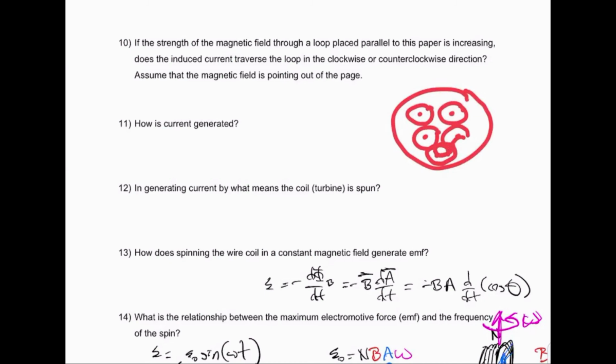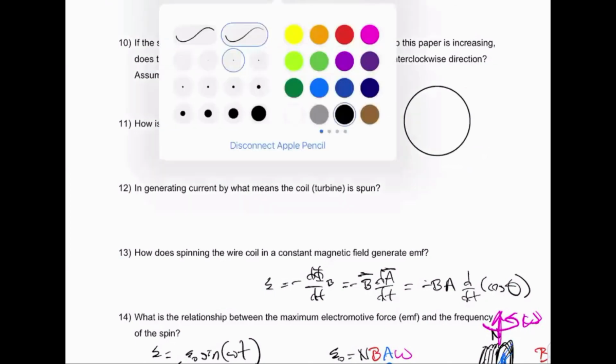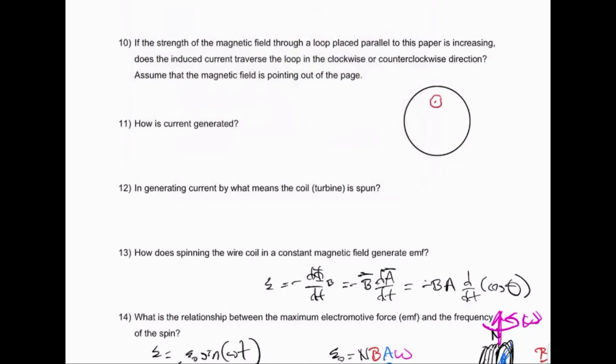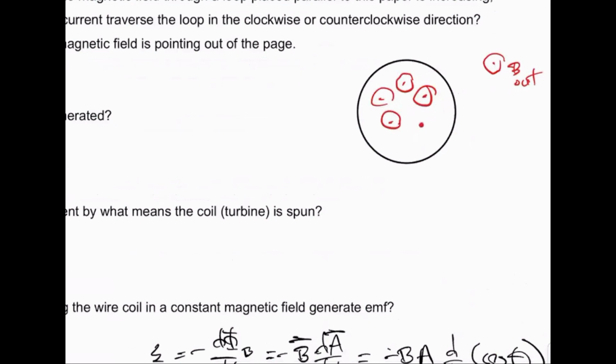Assume that the magnetic field is pointing out of the page. So we are increasing the strength of the magnetic field. This is what we got. Here's our loop, with a bunch of magnetic field lines. This is B out of the page, and then this one is going to be the new one. I'm increasing the strength of the magnetic field.